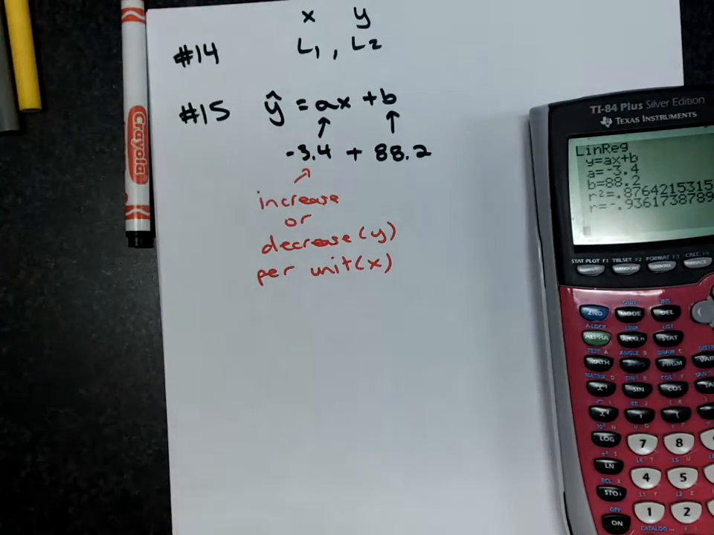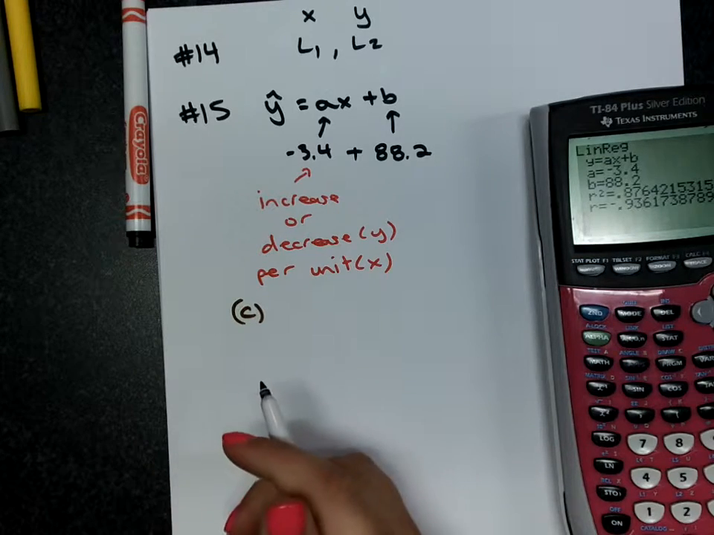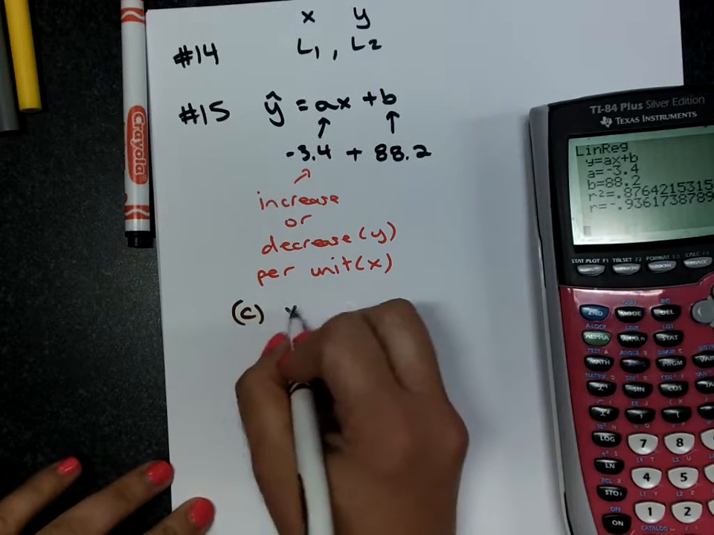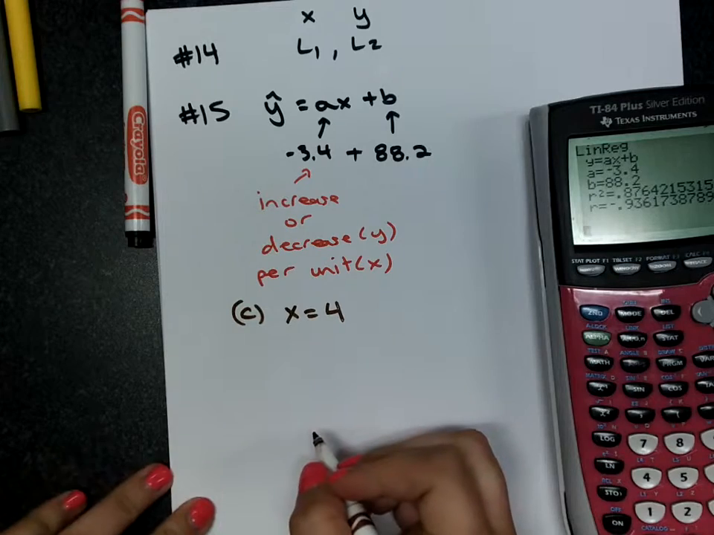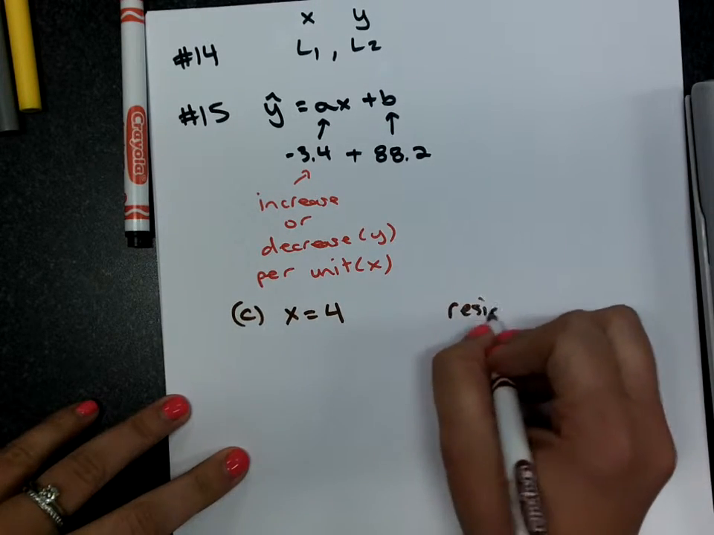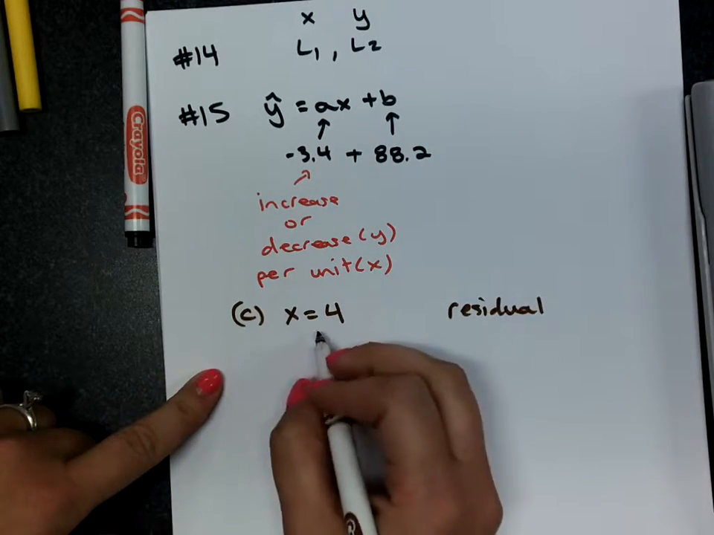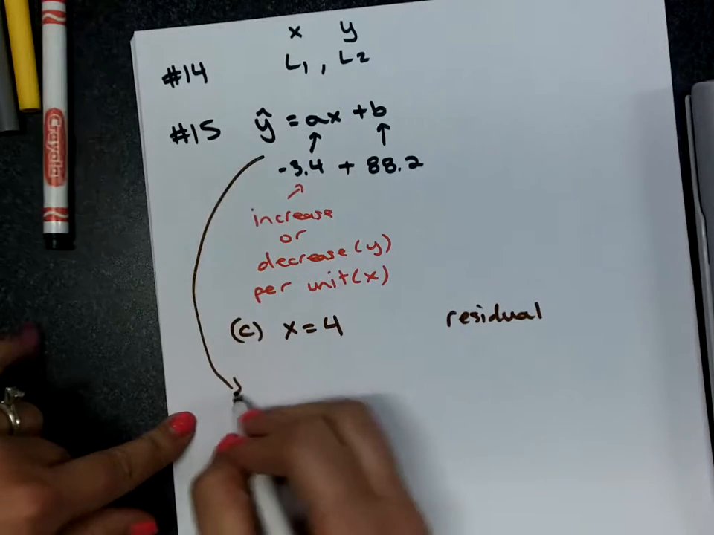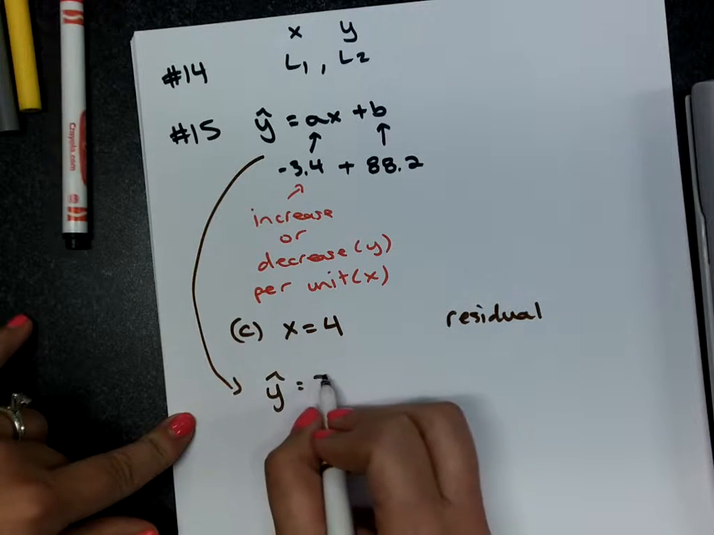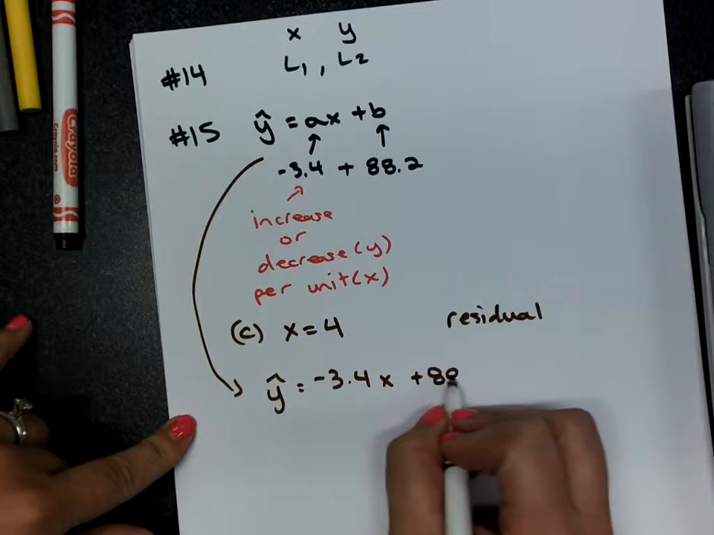So this is part C. Predict the final exam score for a student who misses 4, so an x equals 4 absences, and compute what's called the residual. Now the residual would not be on the final, but I do want to show you how it's calculated. So x equals 4, we're going to take this equation, y hat equals negative 3.4x plus 88.2.